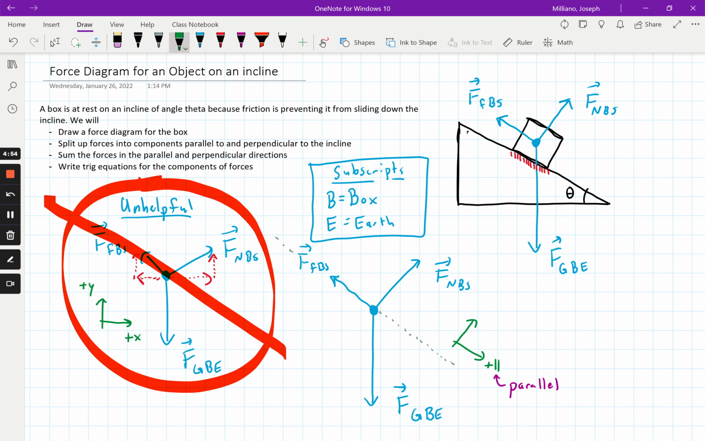And the coordinate axis that is perpendicular to the incline, we are going to label with a positive perpendicular symbol. And this is the direction perpendicular to the incline.